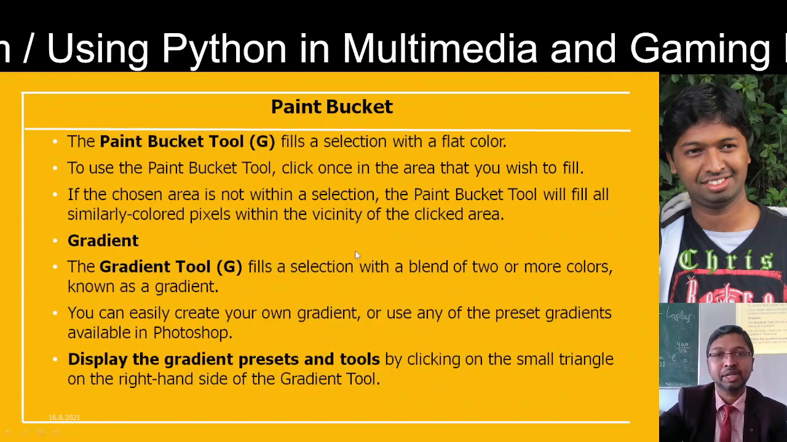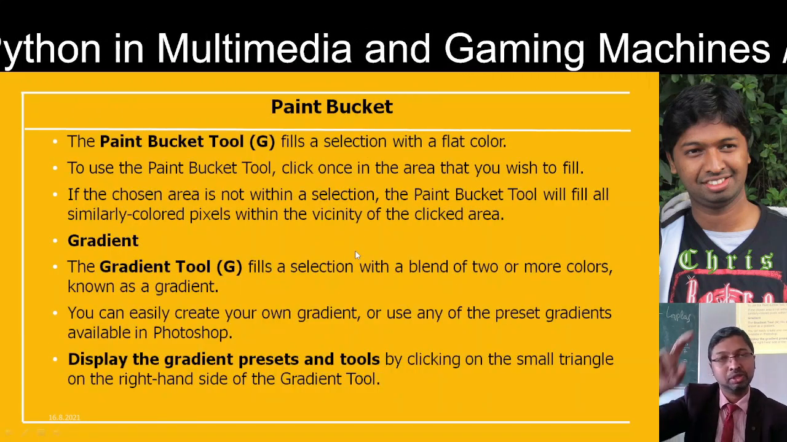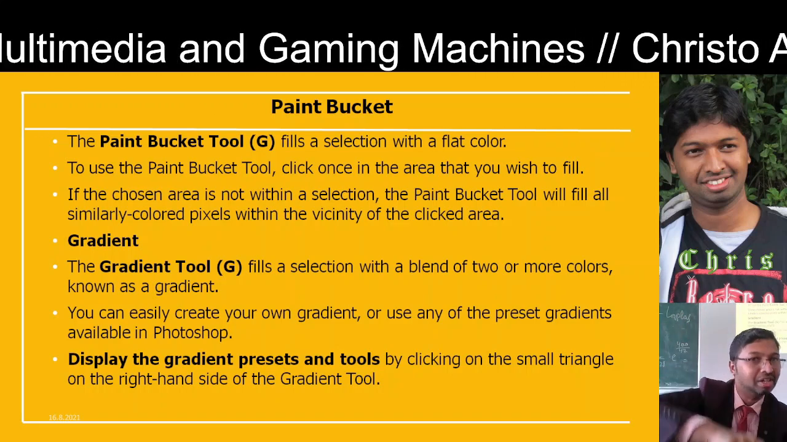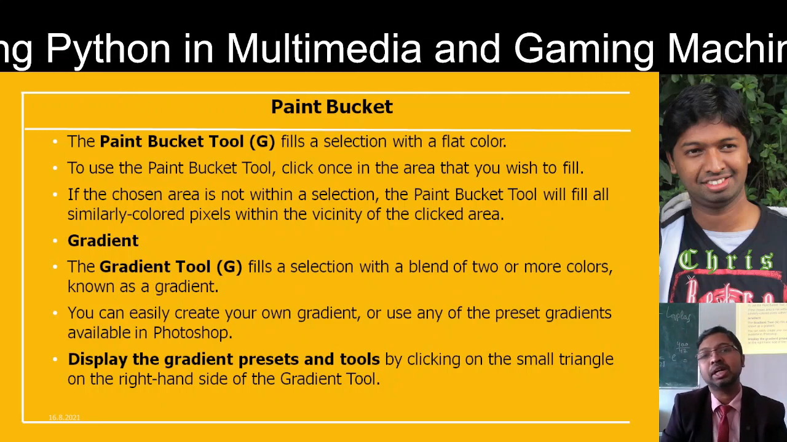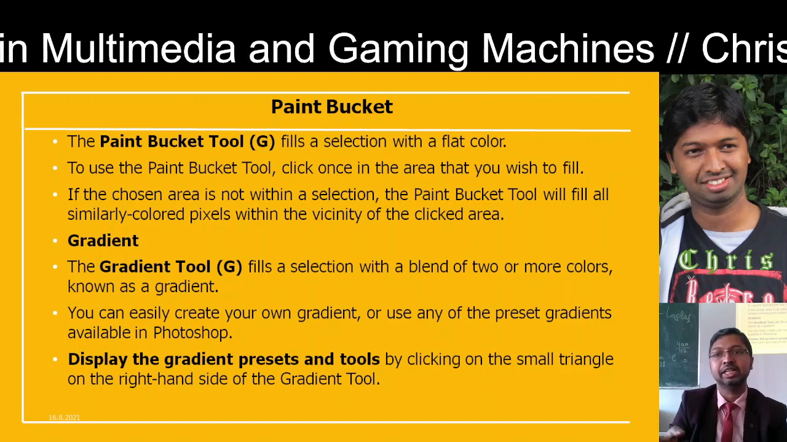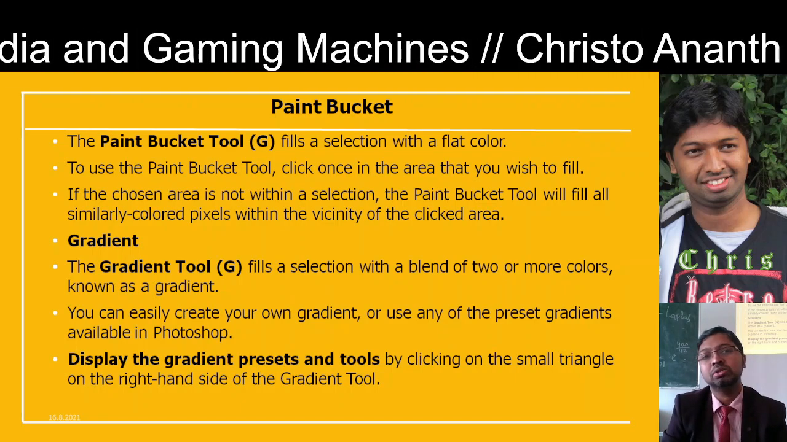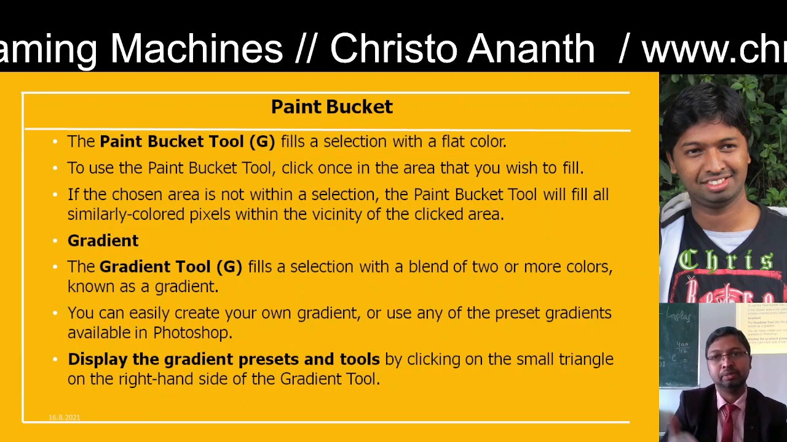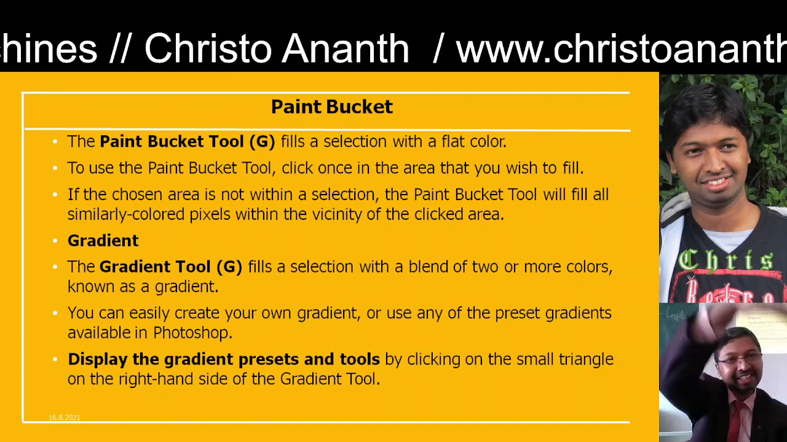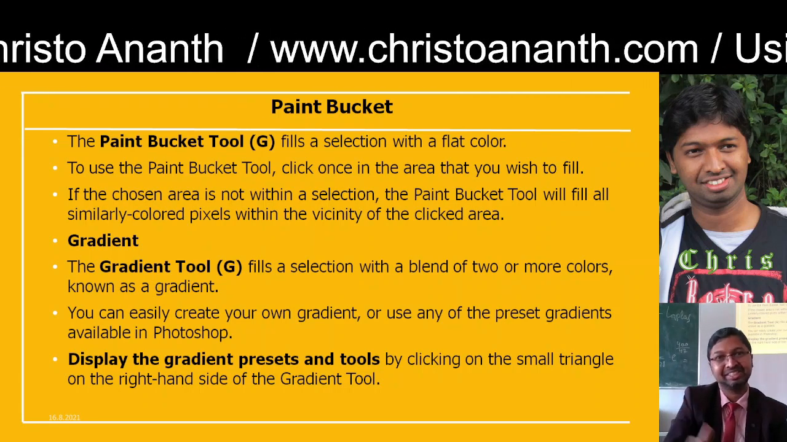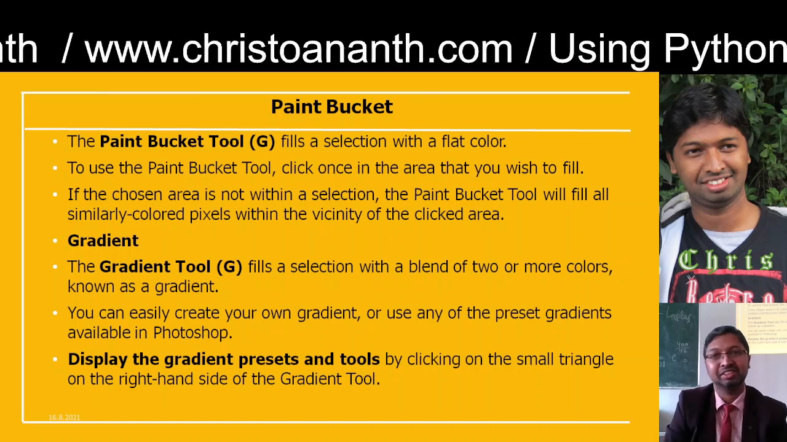Then you'll have the paint bucket tool, so that is going to fill the selection with a flat color. Even in Paint also you will fill. So in order to use the paint bucket tool, you maybe click on the area that you wish to fill, and maybe if the chosen area is not within the selection, the paint bucket tool will fill all the similarly colored pixels. Okay, so that's a thing. Okay, within the vicinity of the clicked area.